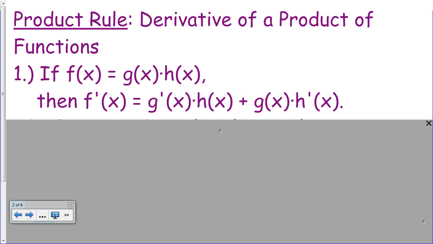Notice it's not the derivative of the first function times the derivative of the second function. It's a common mistake, and there's more to it than that.